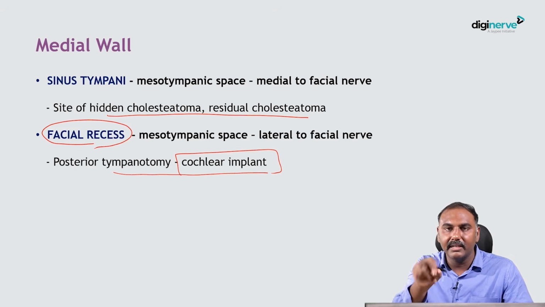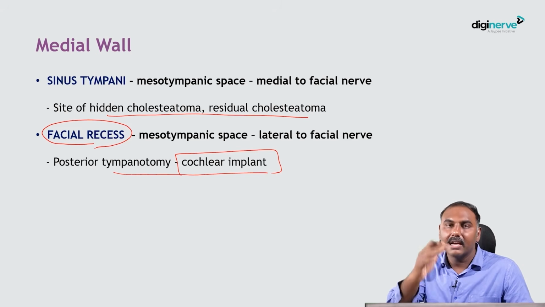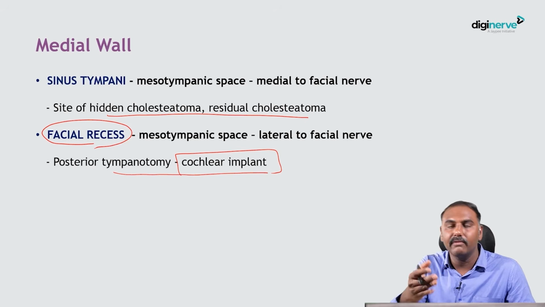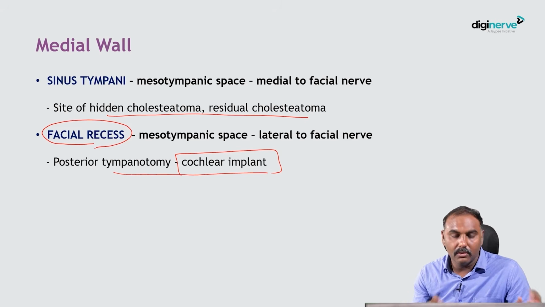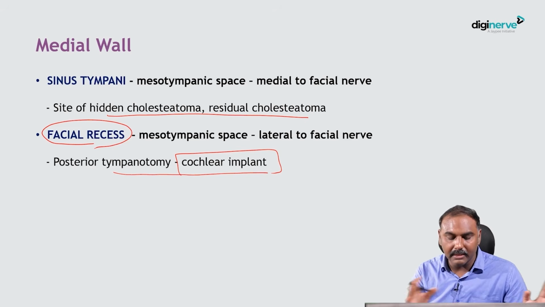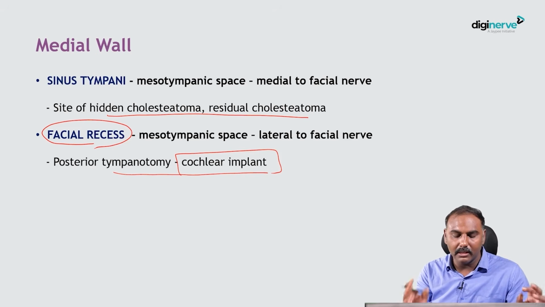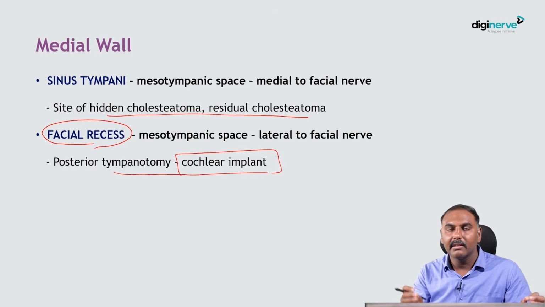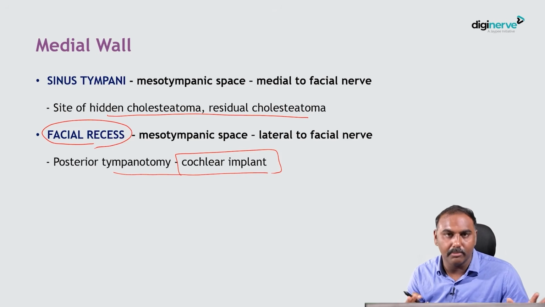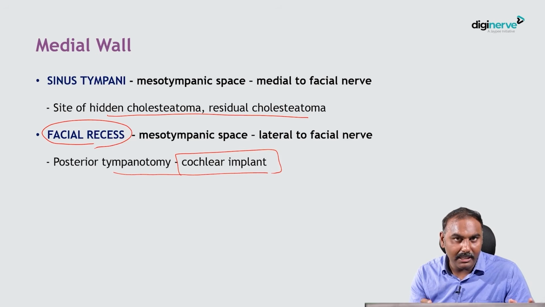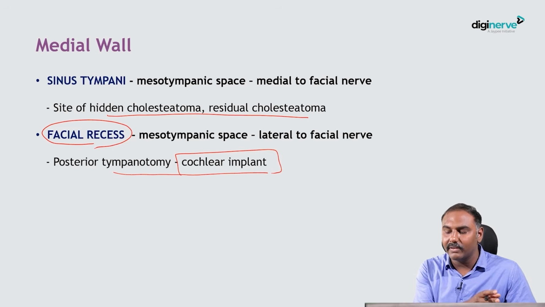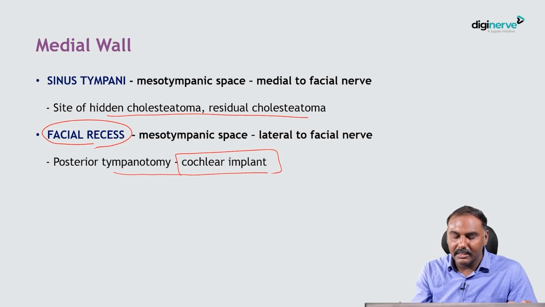That means if I drill in this facial recess area, I am entering inside the cochlea for doing a cochlear implant. Don't forget this, even if you don't understand much of the important points, the boundaries and all, have this in mind. Facial recess is a procedure done for cochlear implant. The approach is facial recess approach. It is seen in the mesotympanic space. It lies lateral to the facial nerve, seen in the posterior wall of the middle ear.